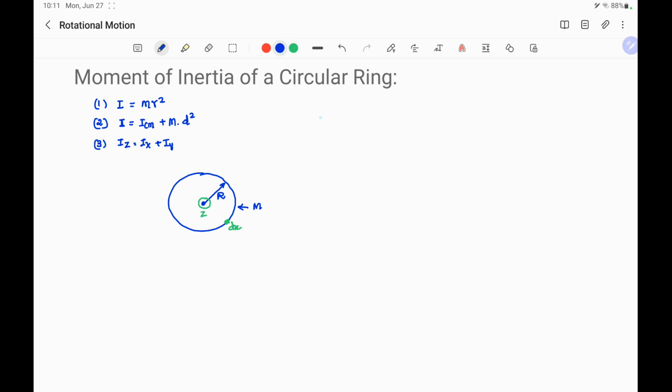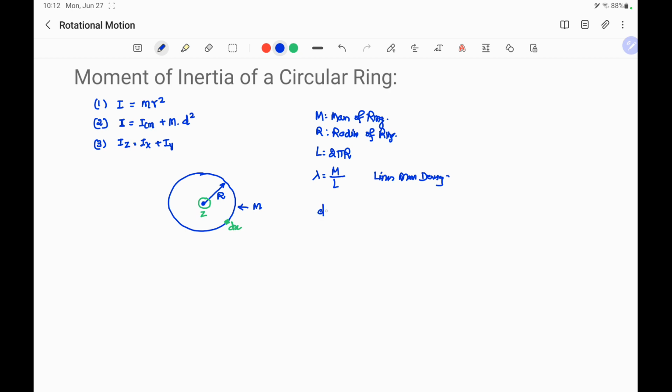Therefore, we can write that m is the mass of ring, r is the radius of ring. So the length of the ring will be equal to the circumference, that is 2 pi r, and linear mass density will be equal to total mass divided by total length. This is linear mass density.